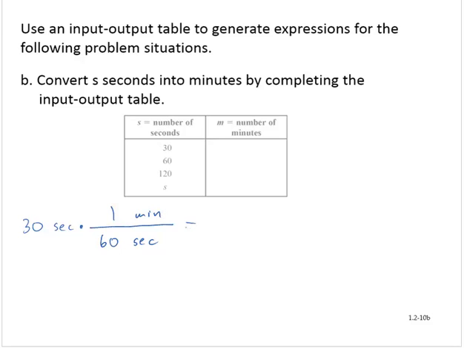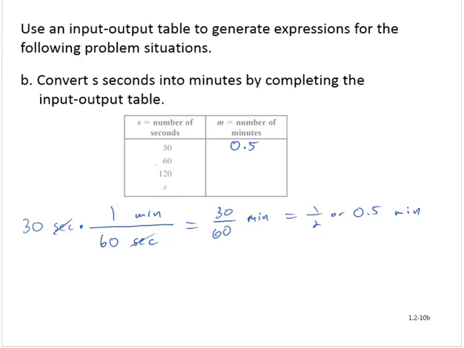And so that would then give me, removing the seconds, 30 over 60 minutes. And so that would be 1/2 or 0.5 minutes. So however we want to think of that, I'm just going to go with the decimal number. I'm going to say 0.5.